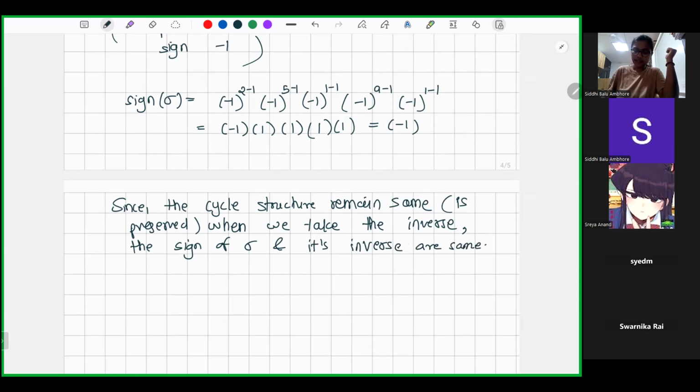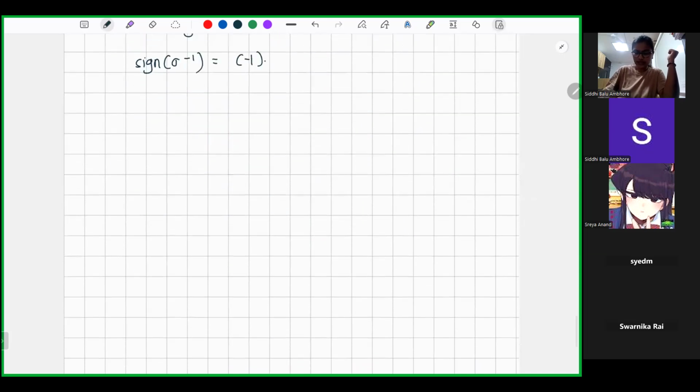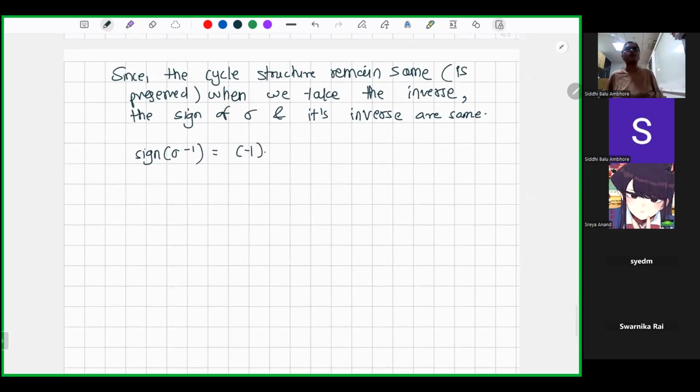Okay, and hence the signature of this sigma inverse will again be -1. Is there any doubt here? And now we have to calculate the order of sigma. Okay, order of sigma.